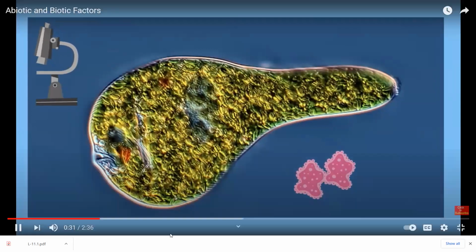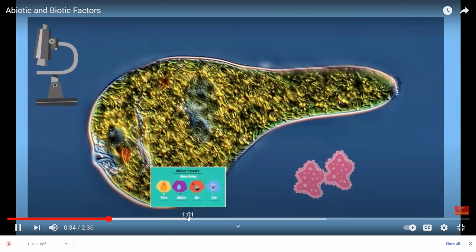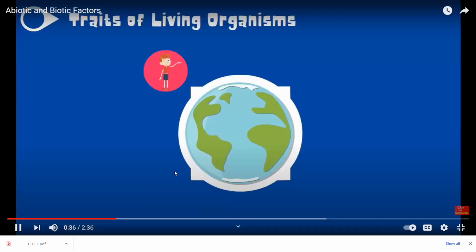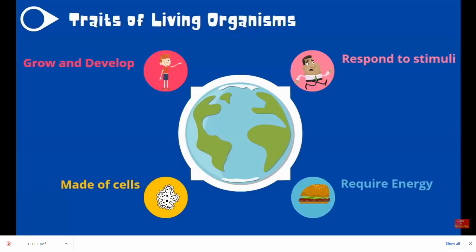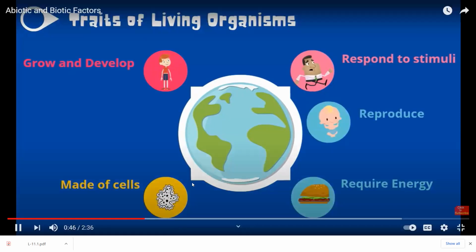Even the smallest single-cell organisms, like amoeba and paramecium, come under biotic factors. In order to be considered biotic, it must have these six traits. The organism must be able to grow and develop, be made of cells, respond to stimuli, require energy, be able to reproduce, and finally, contain DNA.